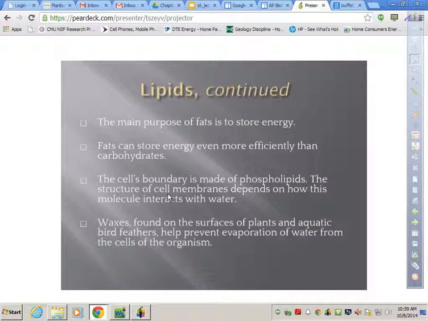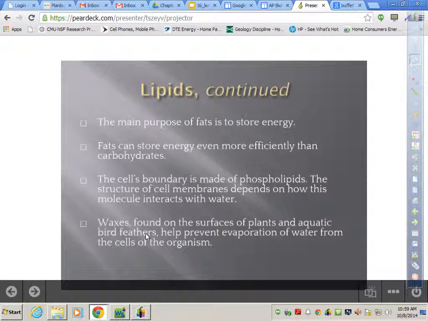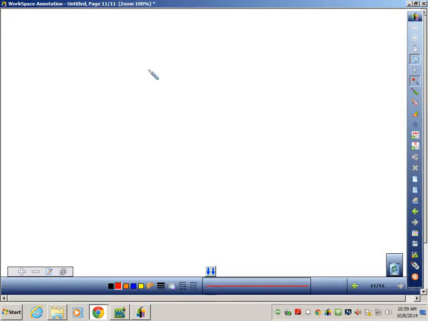The structure of a cell membrane depends on how its molecule interacts with water. Waxes found on the surfaces of plants and aquatic bird feathers help prevent evaporation of water from the cell of an organism. Now, what I want you to do is look at phospholipids here for a minute. You're going to want to draw this with me.